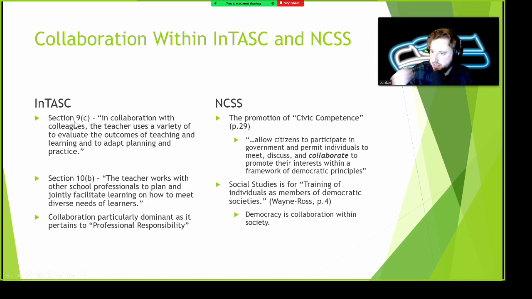So this one was from section 9C. This was under, I think, professional responsibility. In collaboration with colleagues, the teacher uses a variety of evidence to evaluate the outcomes of teacher and learner to adapt planning and practice. Another one that brought up collaboration was the teacher works with other school professionals to plan and jointly facilitate learning and how to meet diverse needs of learners.